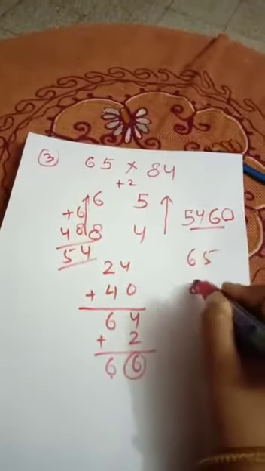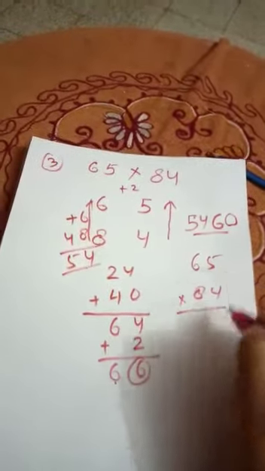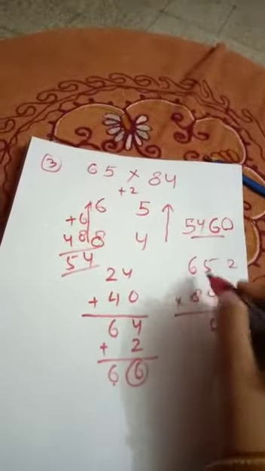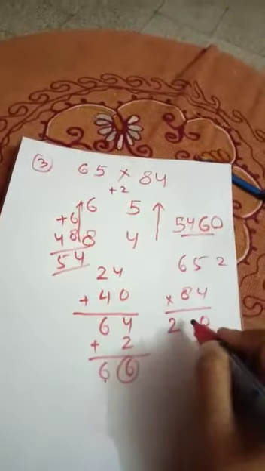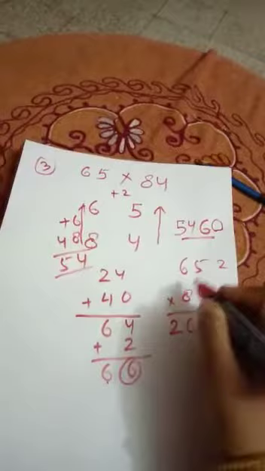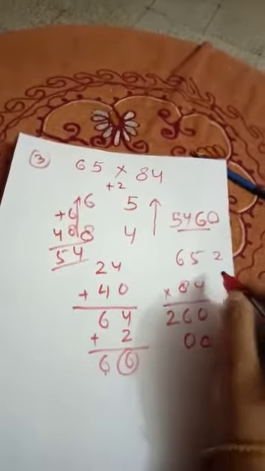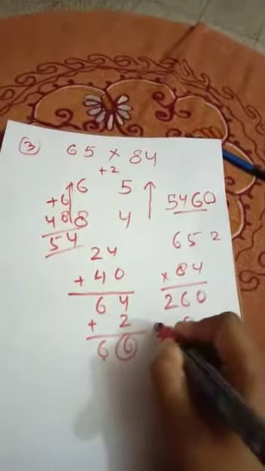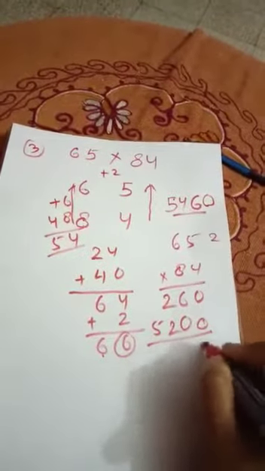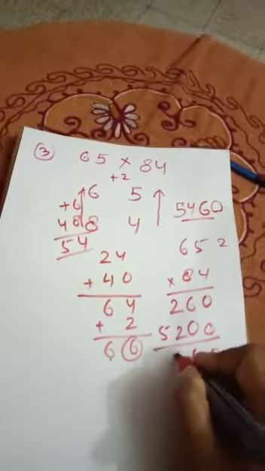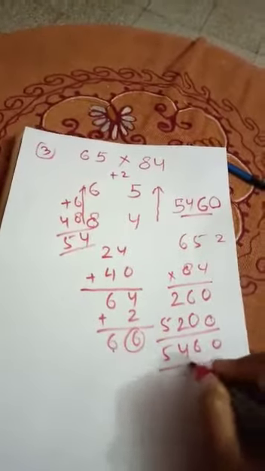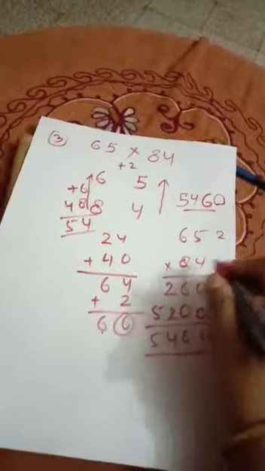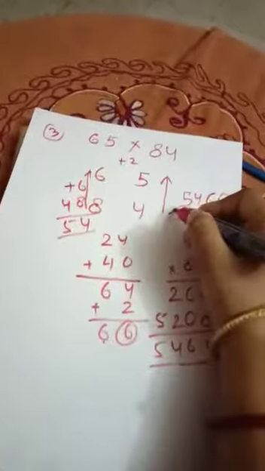65, 84. 5 4s are 20, 0, 2 carryover, 6 4s are 24 plus 2, 26. Now 0, 8 5s are 40, 0, 4 carryover, 8 6s are 48, 49, 50, 51, 52. Now add it. 0, 6 plus 0, 6, 2 plus 2, 4 and 5. See, this answer by the long cut method and this by the shortcut method, both are same.